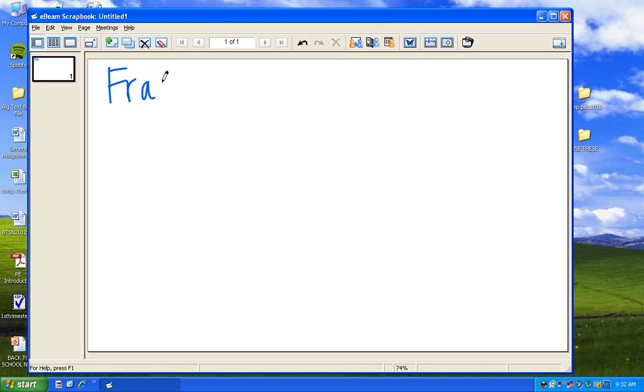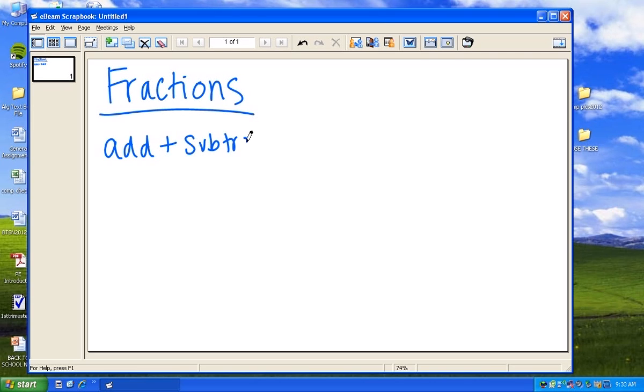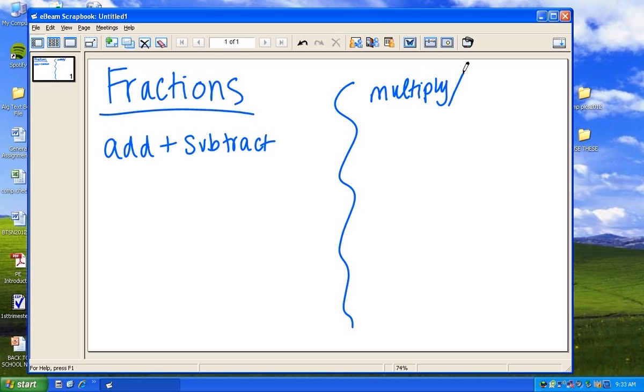Fractions. Okay, so put the title on your paper as fractions. Now we can add and subtract fractions, and we can multiply and divide fractions. And remember the rules, just like when we do integers, the rules for multiplying and dividing integers were the same, and then the rules for adding and subtracting integers were the same. And it's the same thing with fractions. You have some rules for adding and subtracting fractions that are the same, and then you have a different set of rules for multiplying and dividing fractions.